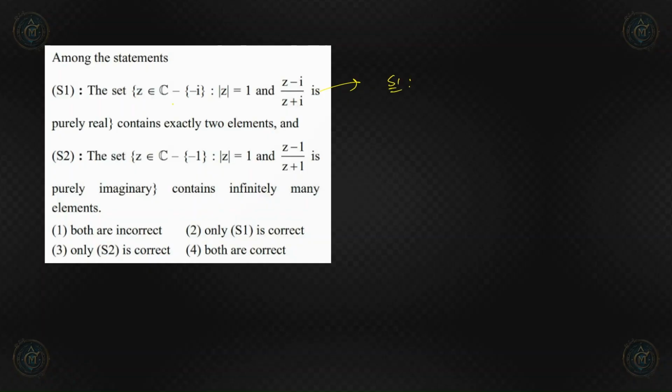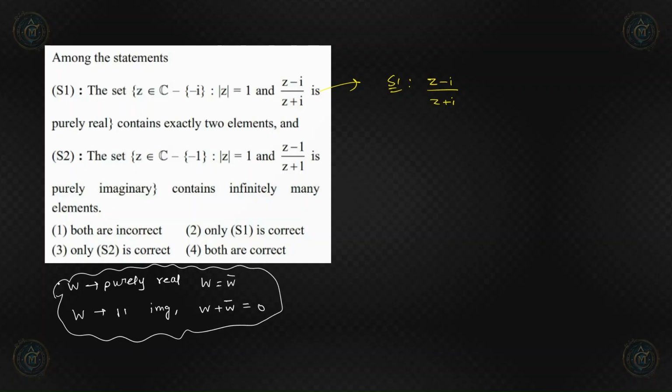Okay, so statement 1 says this (z minus iota)/(z plus iota) is purely real. Now tell me what is the condition for a complex number, let's say w, to be purely real. Okay, so we know the condition. If w is a complex number which is purely real, w should be equal to w bar. Okay, and if w is purely imaginary, then w plus w bar will be equal to 0. Okay, so these are the conditions we have to use here to verify these given two statements.